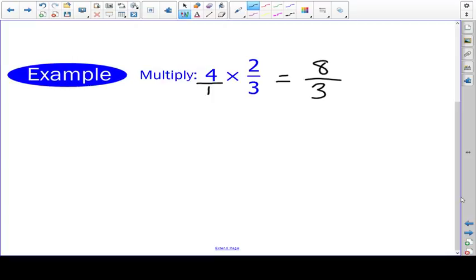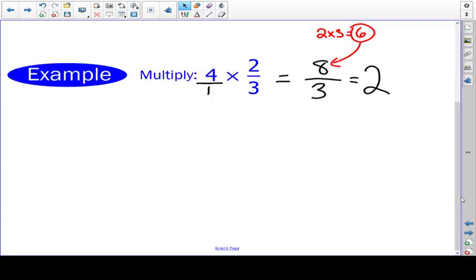So to make it a proper fraction, what we're going to do is ask ourselves, how many times does 3 go evenly into 8? The answer is twice. So on a scrap piece of paper, or off to the side, I know that 2 times 3 is 6. Then I have to ask myself, what do I have to add to 6 to get 8? Well, 6 plus what makes 8? Well, 6 plus 2 makes 8.